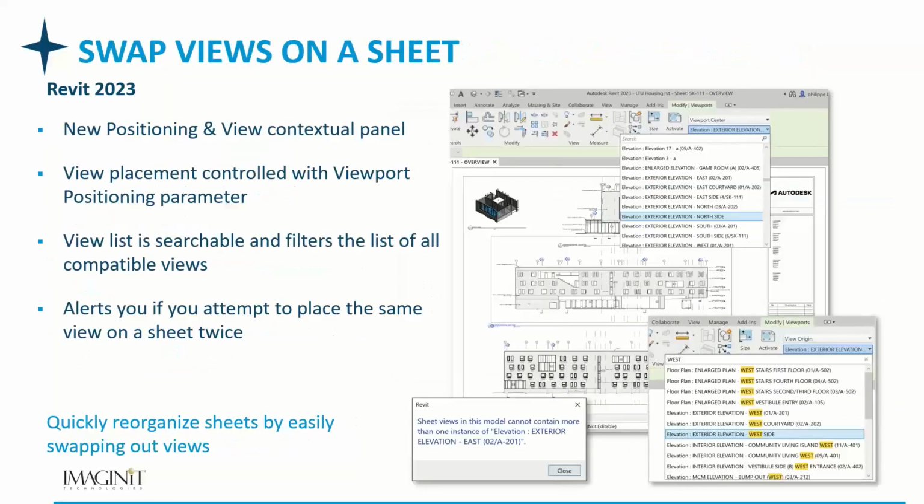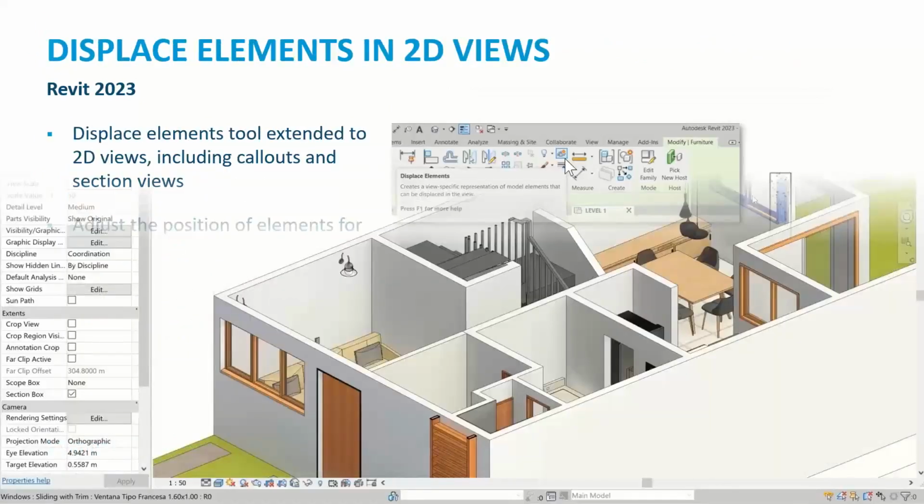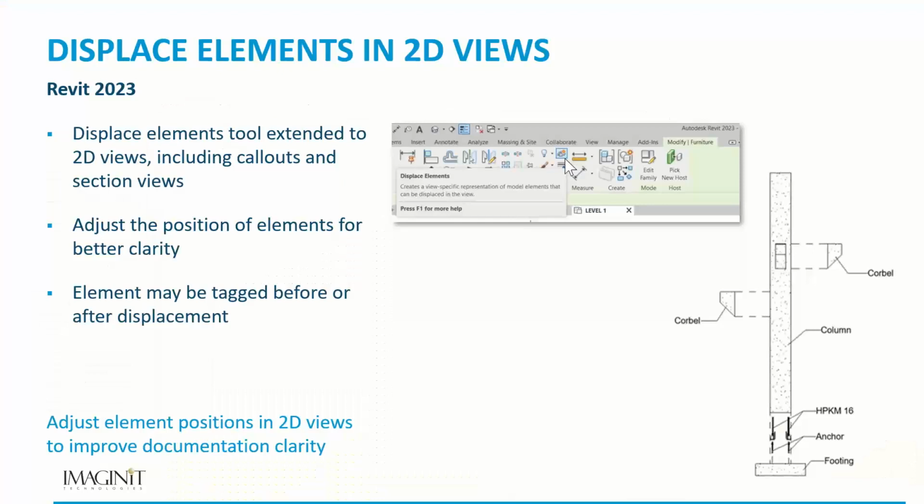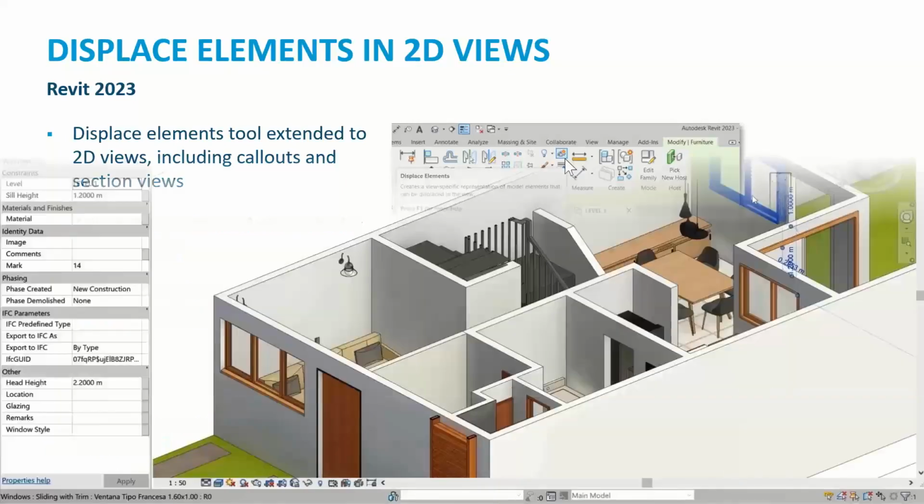Okay, swap views on sheets. I actually already showed you that. Fantastic tool. This is displace elements in 2D views. So we all know that we could displace elements in 3D views, but we couldn't do it in 2D views. Now, some of you may be going, well, why would I want to? Well, we can convey information a lot better sometimes when we break things apart.